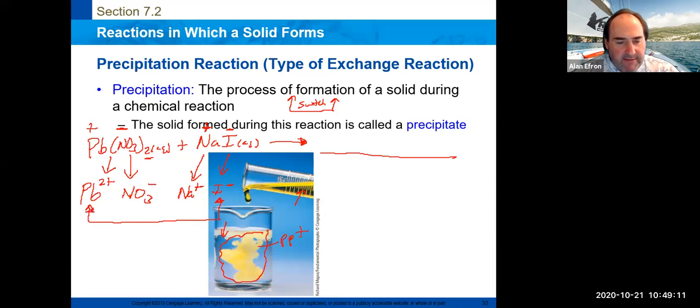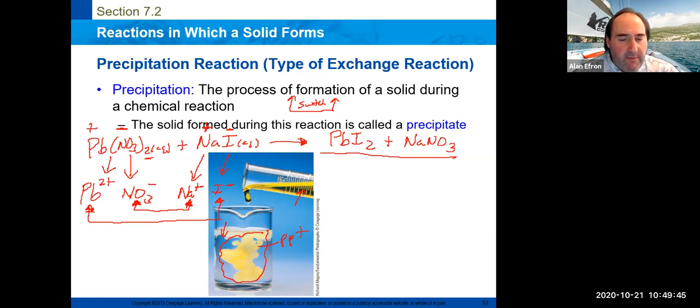So my positive guy is going to switch partners. So we're going to end up with these 2 guys coming together on our product side. So when we take lead that has a +2 charge and iodide, which has a -1 charge, just like in nomenclature, the correct formula should look something like this, PbI2. When we take sodium that has a +1 charge and nitrate that has a -1 charge, we just need one of each of those. So the correct formula here would look something like this.